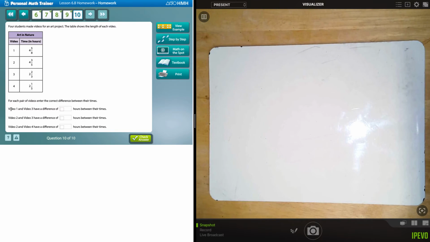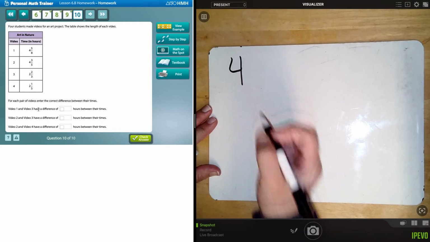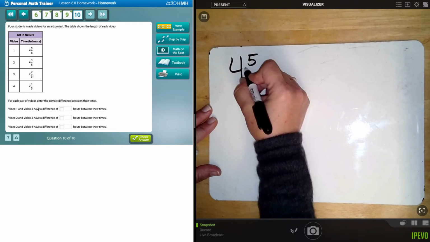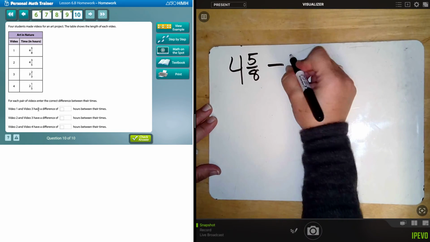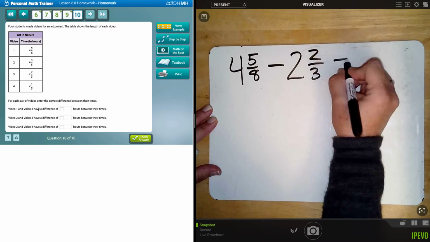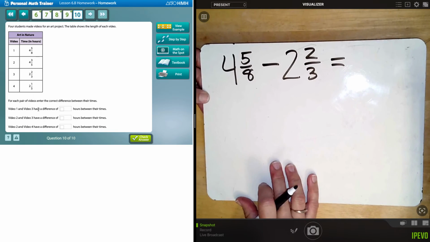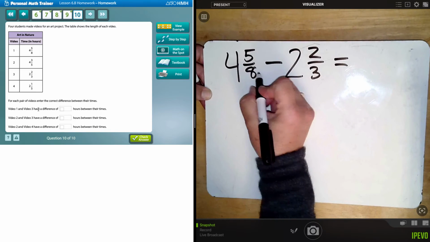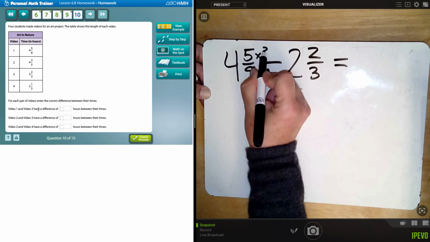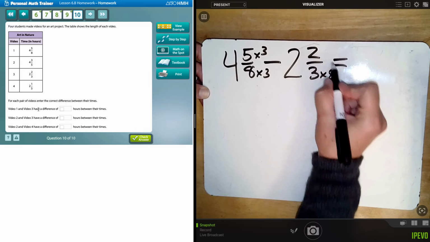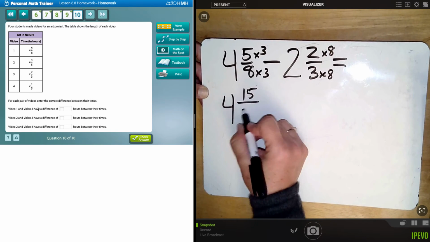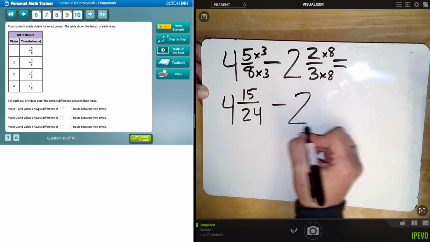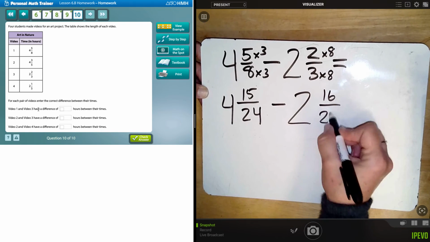So the difference between video 1 and video 3. Video 1 is 4 and 5/8. And video 3 is 2 and 2/3. Right? I'm going to need a common denominator. I'm going to just multiply by the opposite one, and I know this is going to give me 4 and 15/24 minus 2 and 16/24.